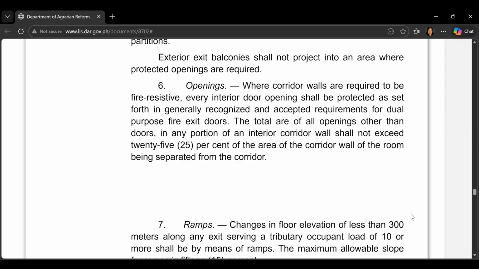6. Openings. Where corridor walls are required to be fire resistive, every interior door opening shall be protected as set forth in generally recognized and accepted requirements for dual-purpose fire exit doors. The total area of all openings other than doors in any portion of an interior corridor wall shall not exceed 25% of the area of the corridor wall of the room being separated from the corridor.